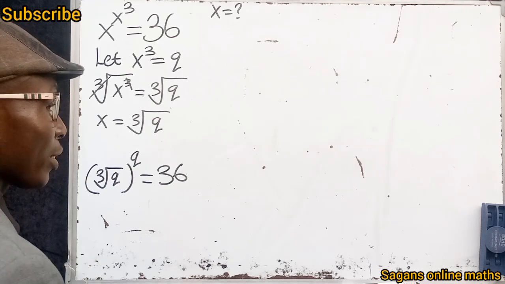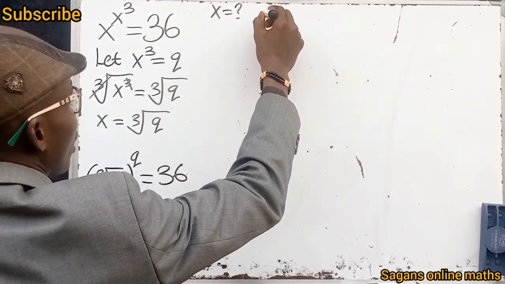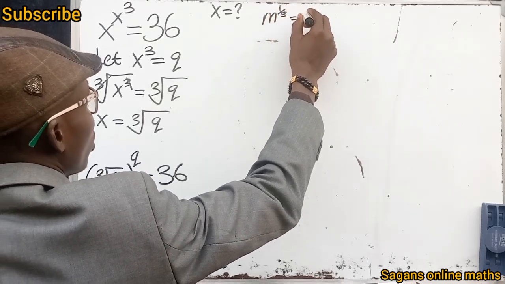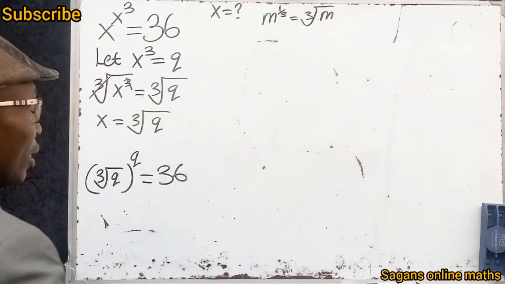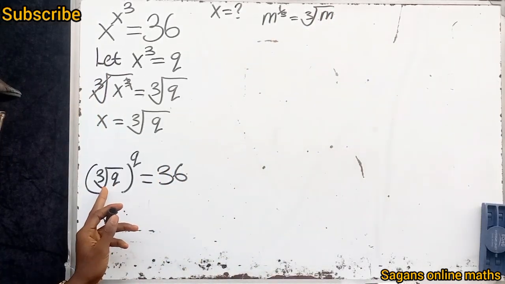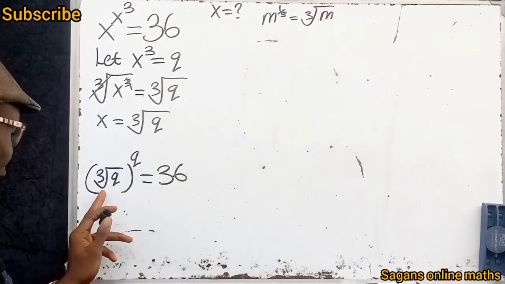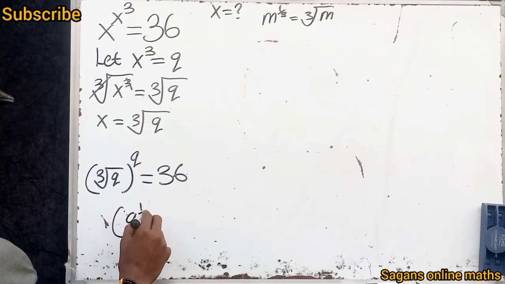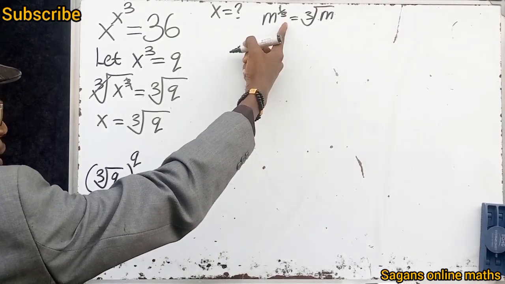Now let's obey one of the properties of indices. Do you know that if we have m to the power of 1 over 3, it is equal to the cube root of m? Now we want to obey these properties. Now you can see that we're having the cube root of Q in this form. So we want to transfer it to this form. So this is Q to the power of 1 over 3, as you can see by one of the properties of indices.